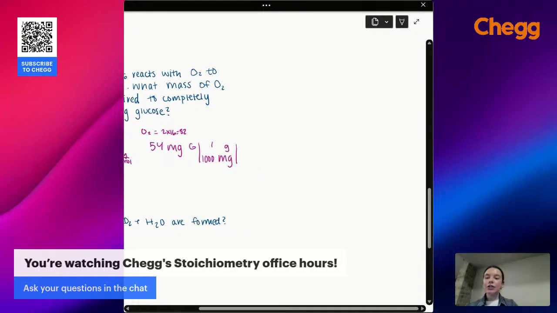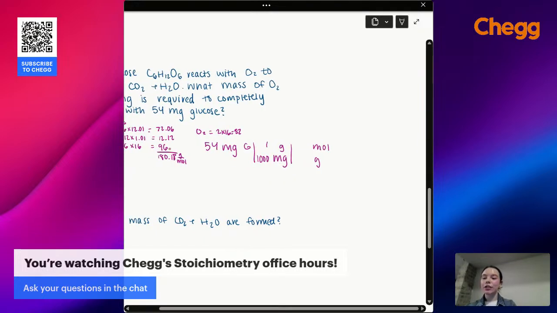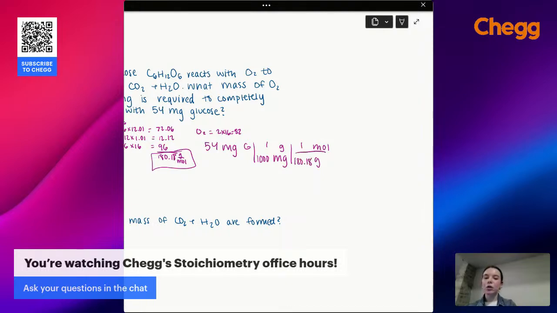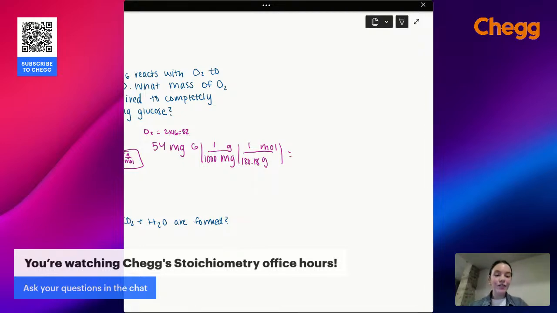Then I need to go from grams to moles of glucose. That is going to be what we found over here. So that 180.18 grams per mole is going to tell us how many moles of glucose we have. So that's the first kind of key step to this problem. I'm going to give y'all about 30 seconds to put that in your calculator and figure out the answer.